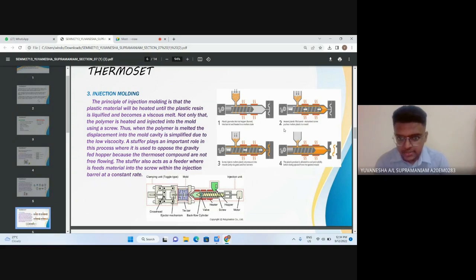Number one, the plastic granules are fed via the hopper, which is the funnel, into the barrel and heated into a molten state. Number two, heated plastic fills the barrel. Motorized screw pushes molten plastic to the mold. Number three, the screw injects molten plastic at pressure into the mold cavity via gates and hot runners. The plastic product is also allowed to cool and solidify before being ejected from the opened mold.